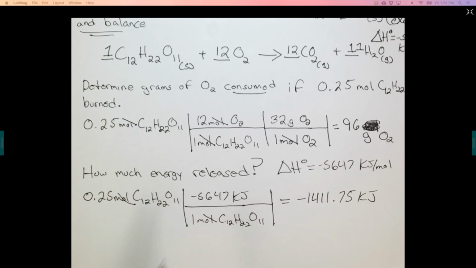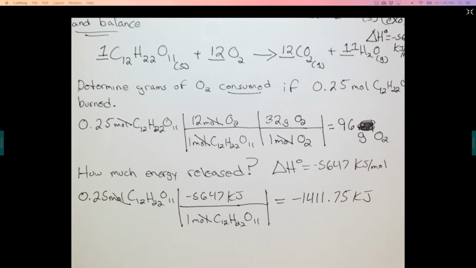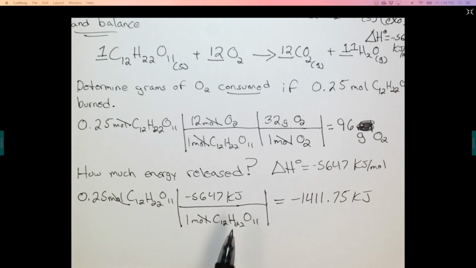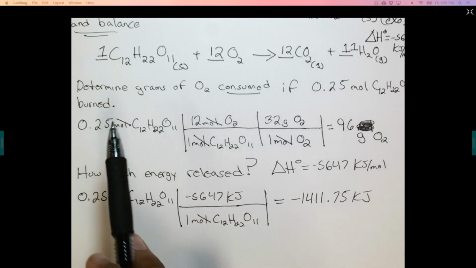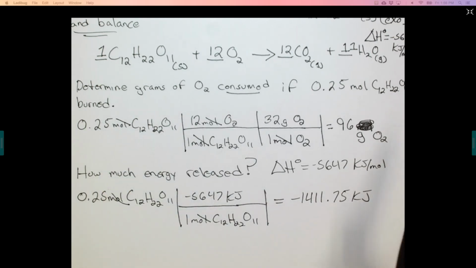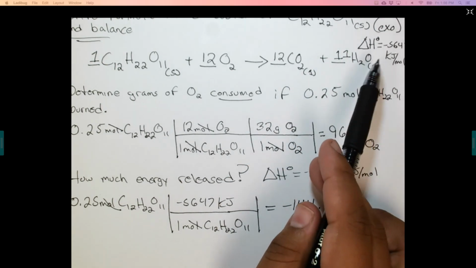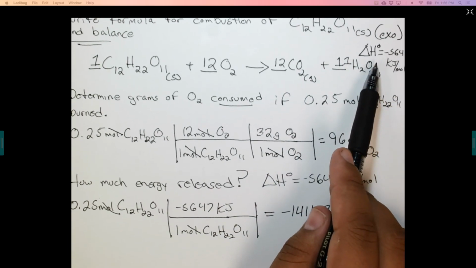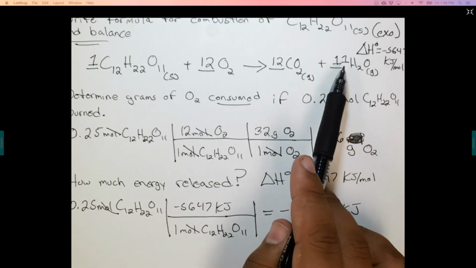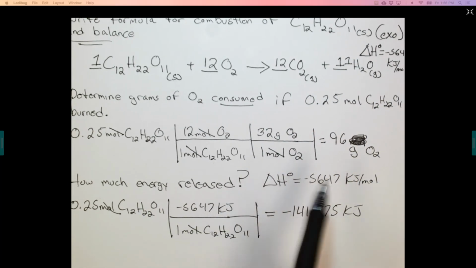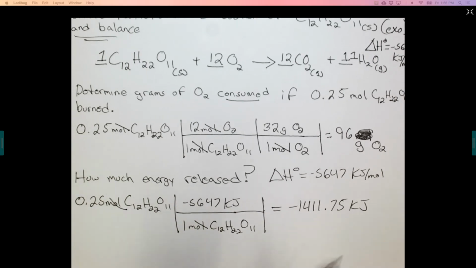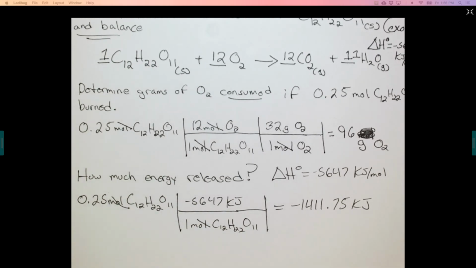Now, remember, these problems can get more complex when you start incorporating mass to mole conversion, reactant to product conversion. But since enthalpy is effectively a product, you can always utilize stoichiometric coefficients and plug this into dimensional analysis and find out how much energy was released, period, if you know how much of the fuel, in this case the carbohydrate, was burned.